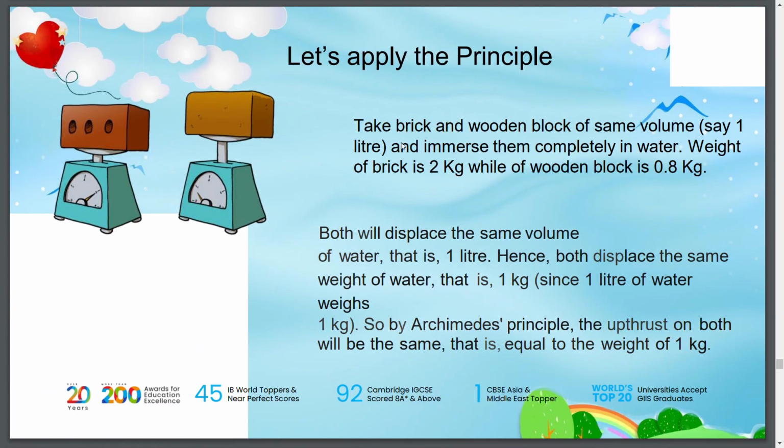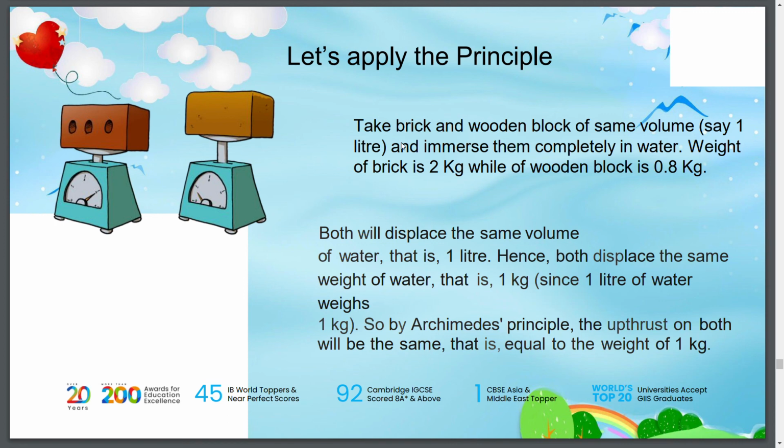So let's apply the principle. Take a brick and a wooden block of the same volume, say 1 liter for example, and immerse them completely in the water. The weight of the brick is around 2 kg, while the wooden block is around 0.8 kg. If you know decimals, then you will know 0.8, of course. Both will displace the same volume of water, that is 1 liter.